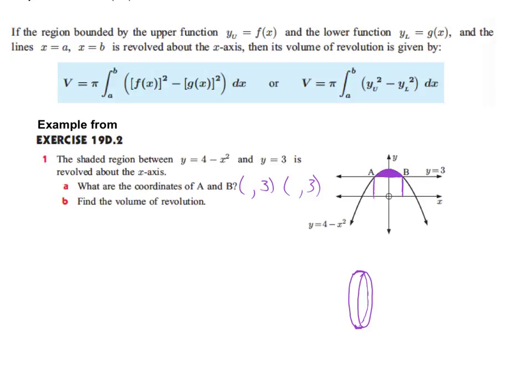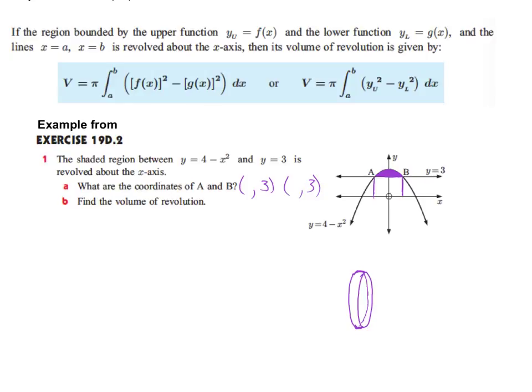How do we find the interval? A is the point where what happens? Where it starts. Okay. Why does it start there? Because they intersect there, okay?